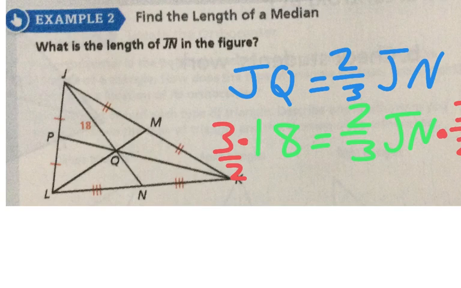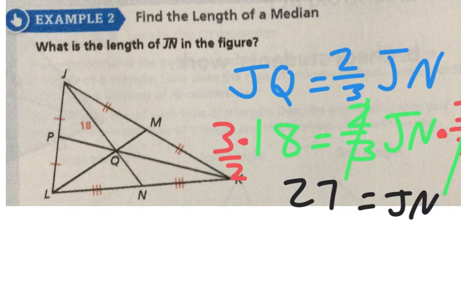Wouldn't 2/3 as a decimal be 2.3? Nope, it's going to be 0.6 repeating. So 3/2 and 2/3 cancel. That leaves me with JN equals, and then 3 times 18 divided by 2 is 27. So this tells me that the entire distance from J to N has to be 27. So right here, what I'm drawing in yellow, that is 27.